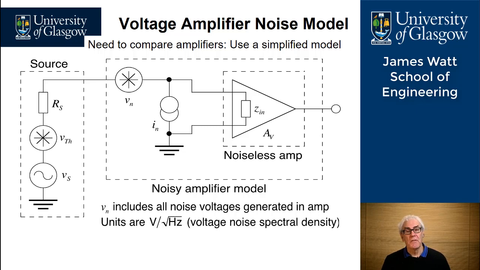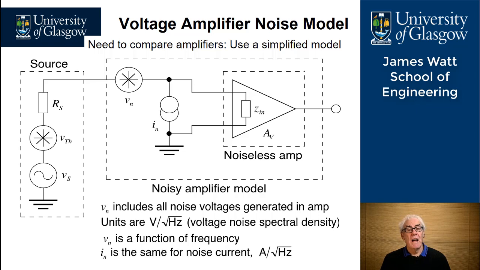And the units of that noise voltage are volts or nanovolts or microvolts per square root of hertz. In other words, the square root of bandwidth. And this gives us the noise voltage spectral density for the amplifier. Noise voltage for an amplifier is very often a function of frequency, and we'll look at that later on in the course. And we also have the noise current associated with the amplifier. It has the units of amps per square root of bandwidth.